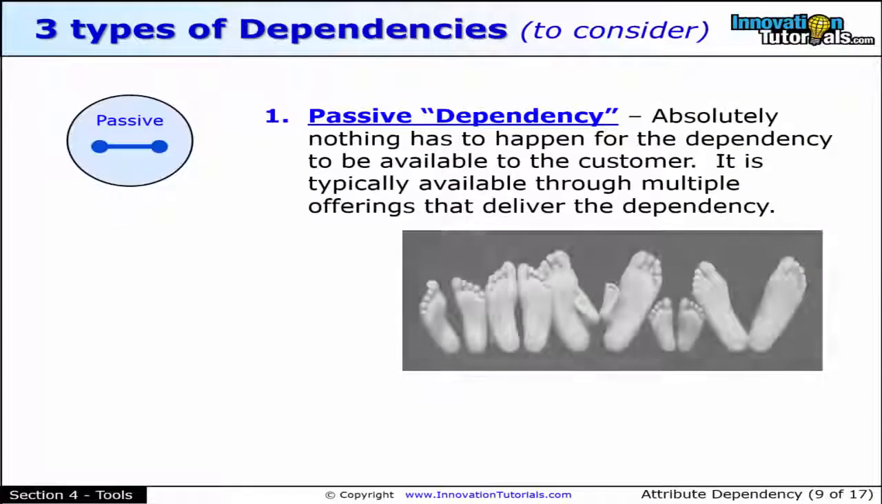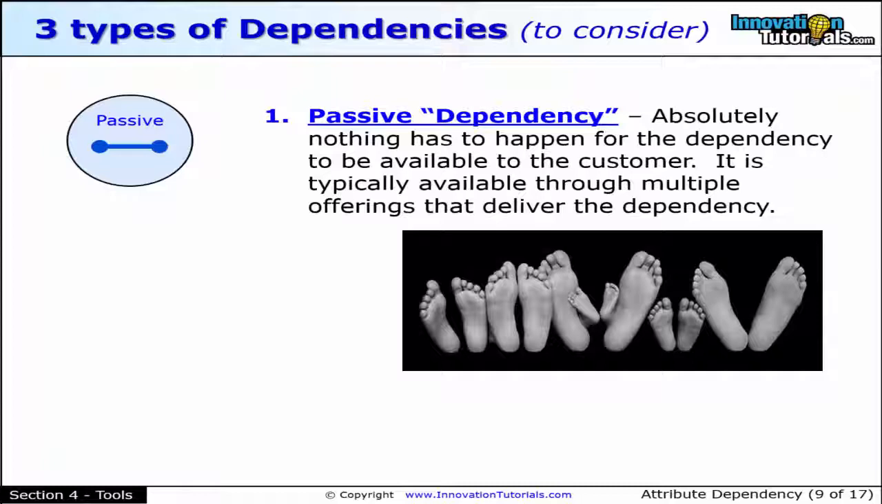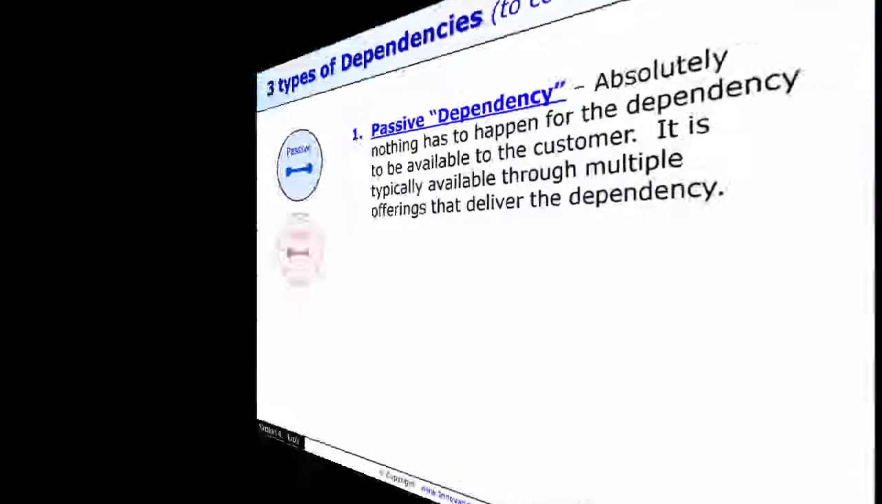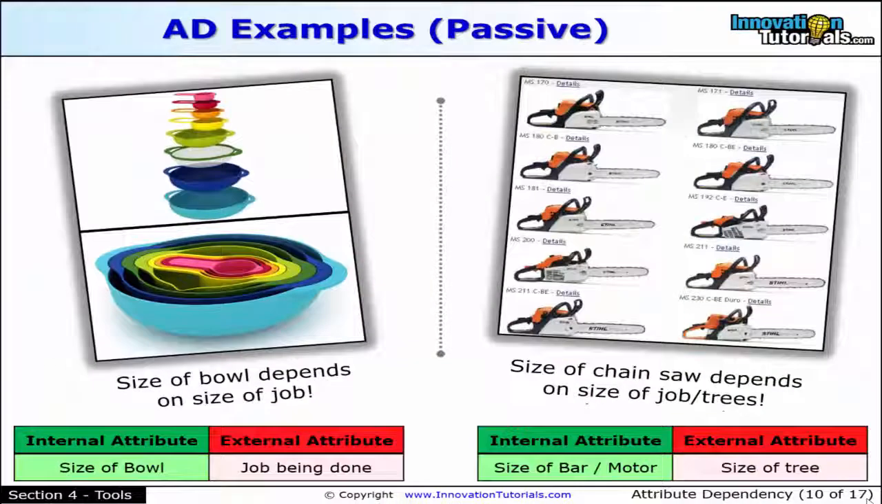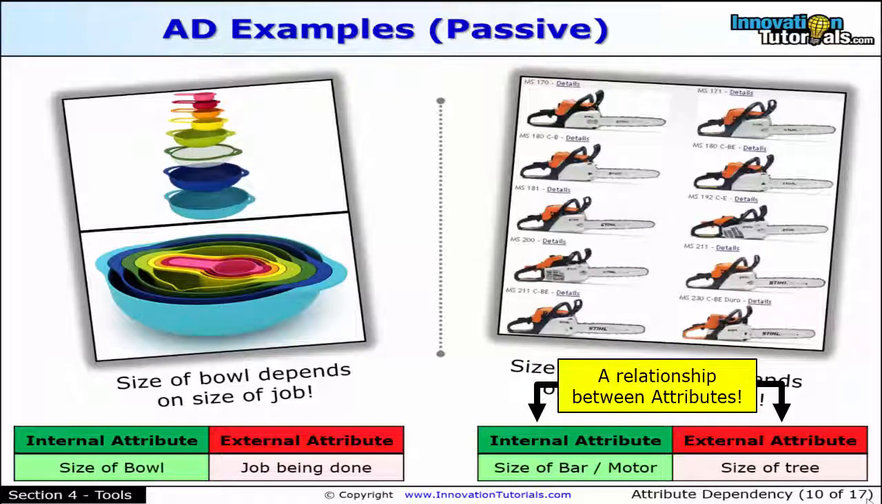Also change. As a matter of fact, they change by just having multiple sizes. You don't have to do anything when you go in a store to find many different shoe sizes of the model that you want. That's a passive dependency. Internal attribute here was the size of the bar or motor. External attribute was the size of the tree. You had many different options, and that's a passive attribute.